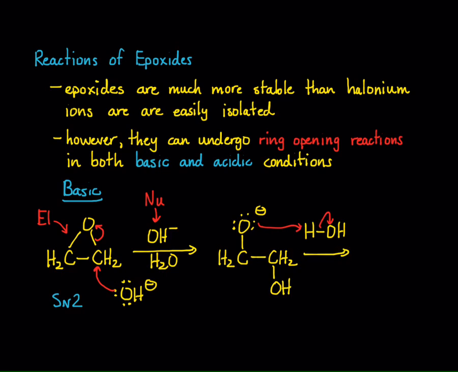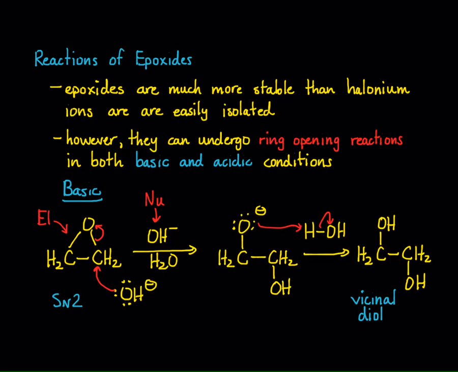I regenerate hydroxide in the process, and I end up with two OH groups across from one another that are vicinal. So we call these vicinal diols. We're forming alcohols, di-alcohols, or simply diols, and they are vicinal to one another: vicinal diols. Okay? All right, so that is basic conditions.